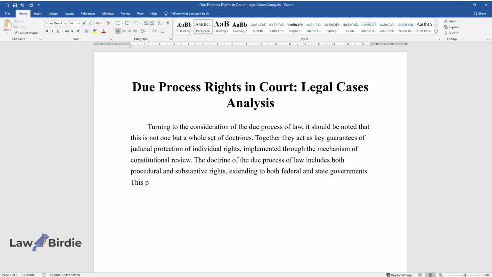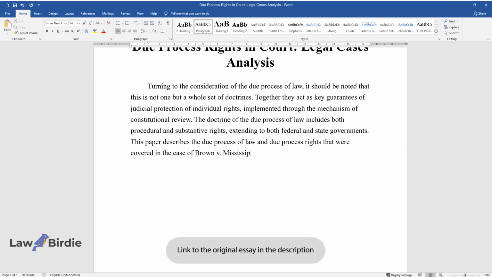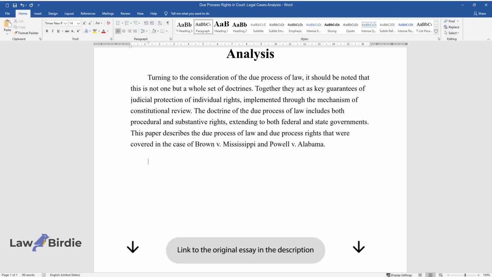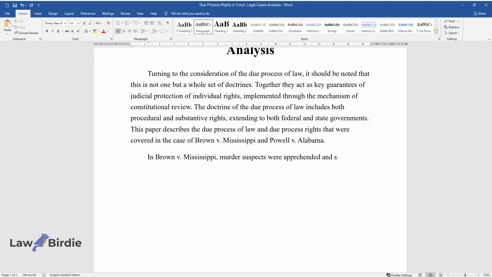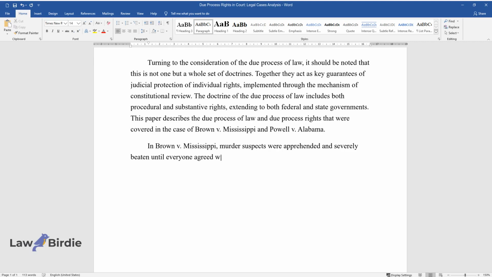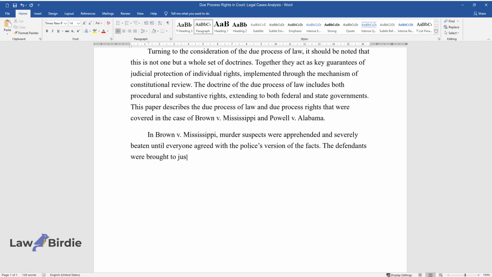governments. This paper describes the due process of law and due process rights that were covered in the case of Brown v. Mississippi and Powell v. Alabama. In Brown v. Mississippi, murder suspects were apprehended and severely beaten until everyone agreed with the police's version of the facts. The defendants were brought to justice, charged, and sentenced to death.